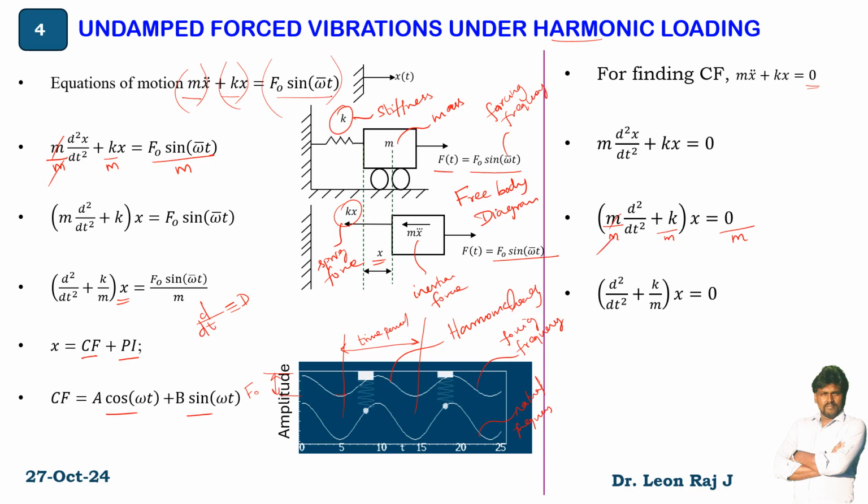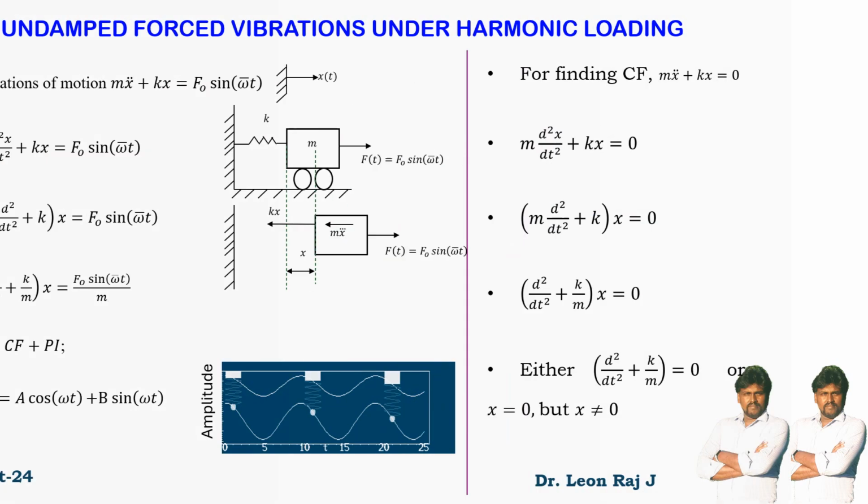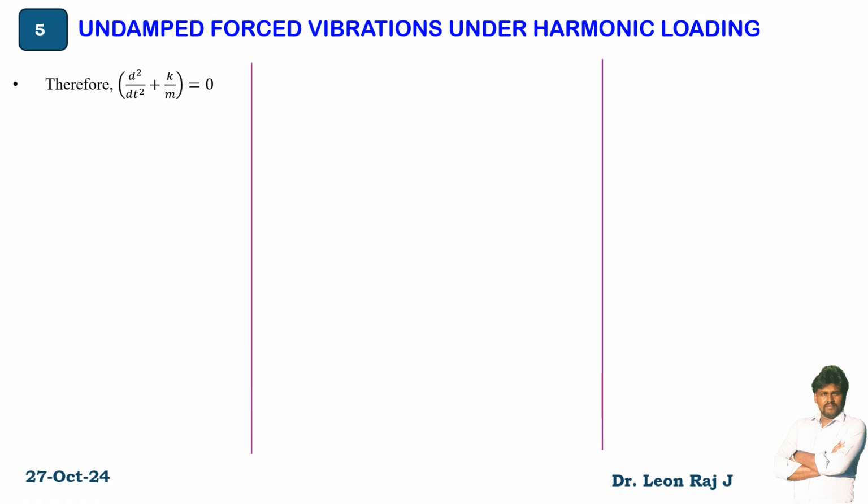So this m and m get cancelled. So d square by dt square plus k by m is equal to 0. So either this term can be 0 or this term can be 0. This term x cannot be 0, so only this term can be equal to 0. Therefore d square by dt square plus k by m is equal to 0.